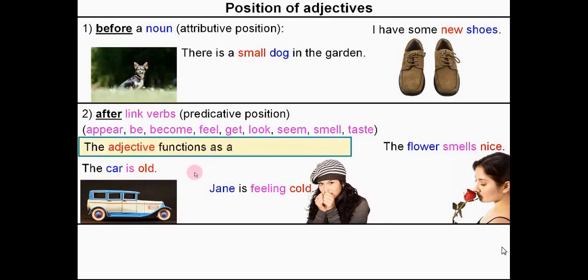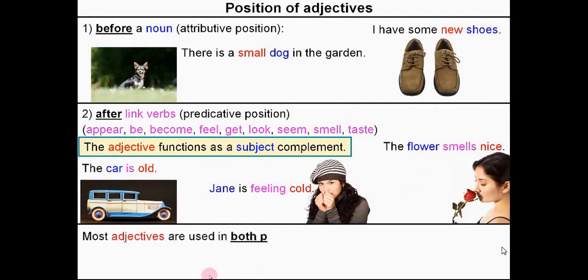And what is important here is that the adjective functions as a subject complement. So this means that the adjective is describing the subject of the sentence. Okay, it's giving us more information about the subject. So here the subject is flower. And nice is giving us more information about the flower.